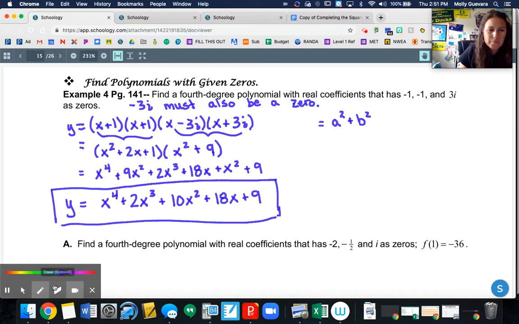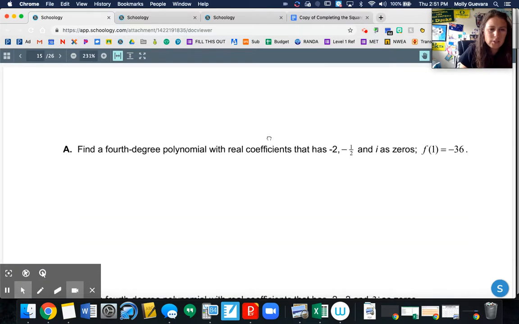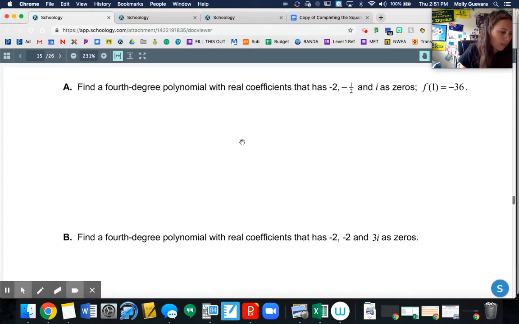Okay, let's move on to the next one. We'll do one more together, and then you guys will do one on your own, and then we'll move on to the last page. So find the 4th degree with real coefficients that has -2, -1/2, and i. So if it has i, it also has -i.